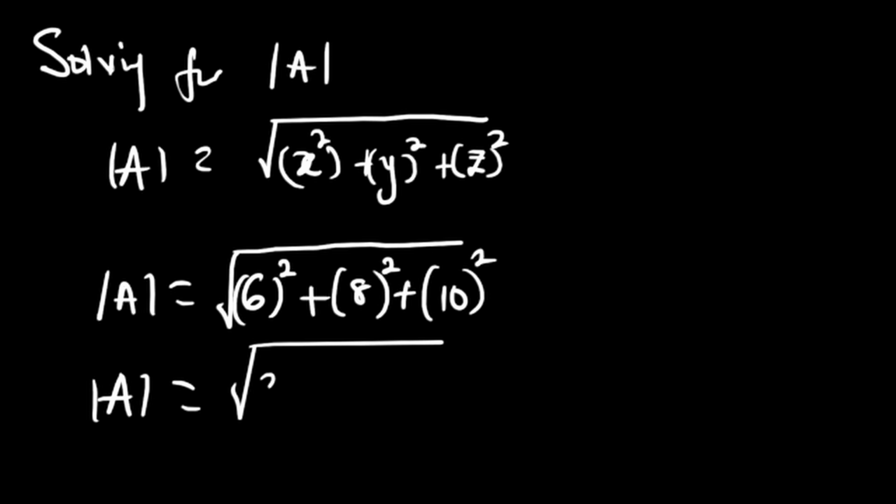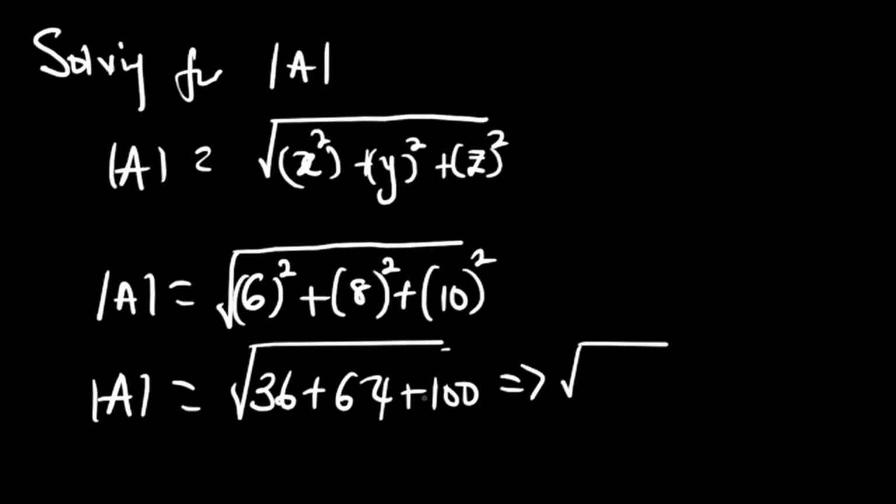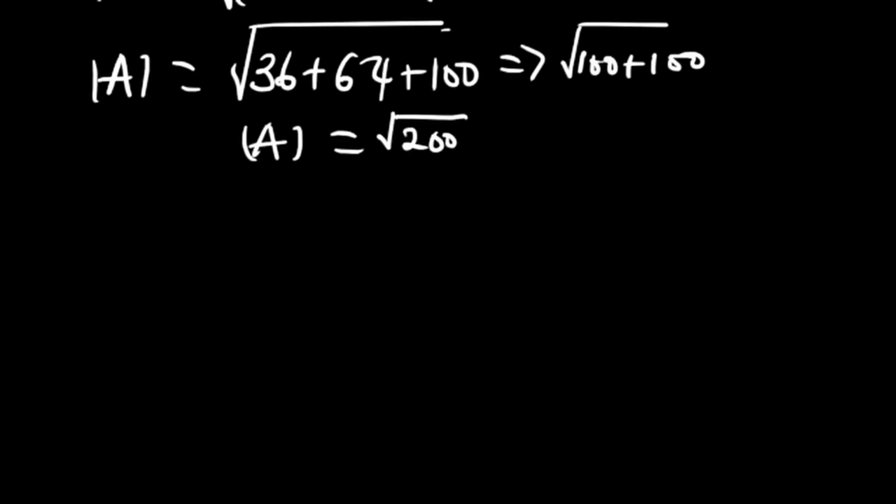6 squared is 36, 8 squared is 64, and 10 squared is 100. So when you add them up together, you have 36 plus 64 is 100, plus 100. And we can see that the magnitude of A is the square root of 200. So we found this one. Let's now go ahead and find the magnitude of vector B.